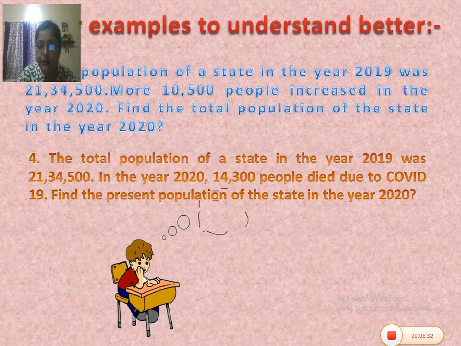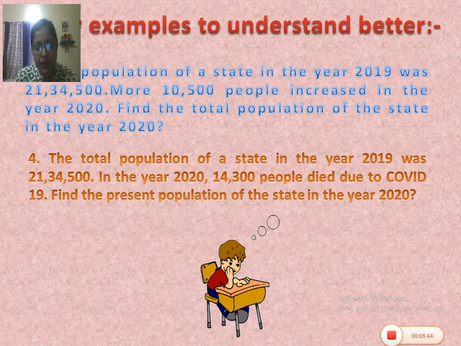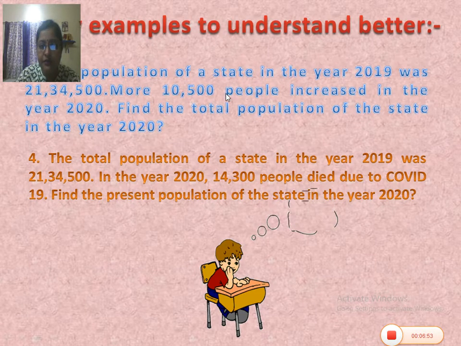So now we have to start our work of interpretation, that is to think, understand and then start the action of solving it. Alright. So if you read the question carefully, you'll find that in the first question, that is in question number 3, we have here 10,500 people has increased, whereas in question number 4, 14,300 people died, which means the number has decreased. We are dealing in both the questions with the work of finding the population, the total population of the state, the present population of the state.